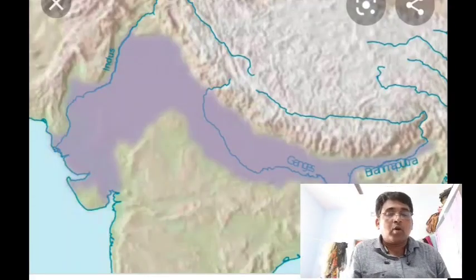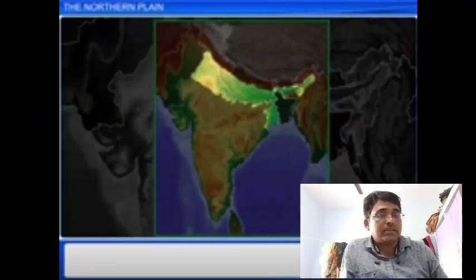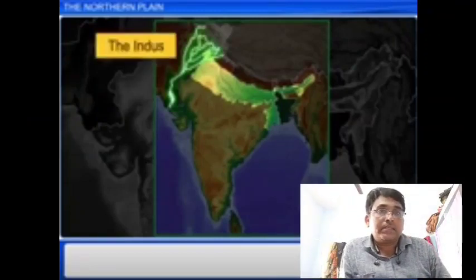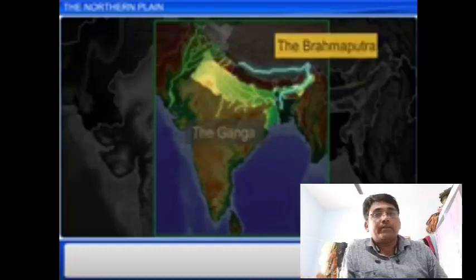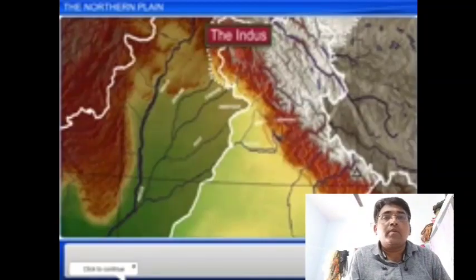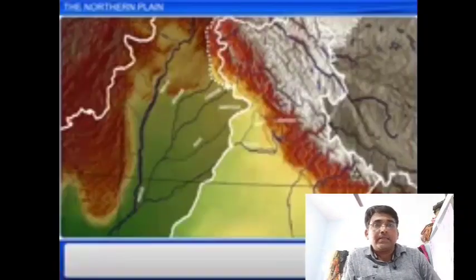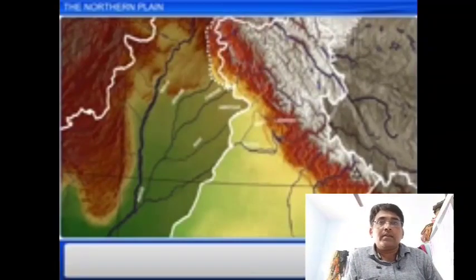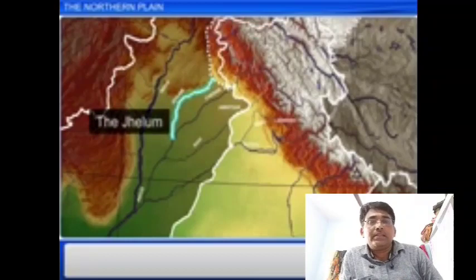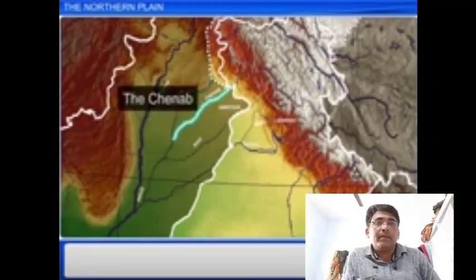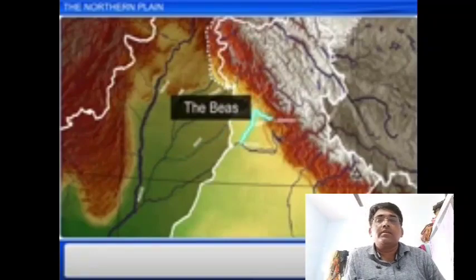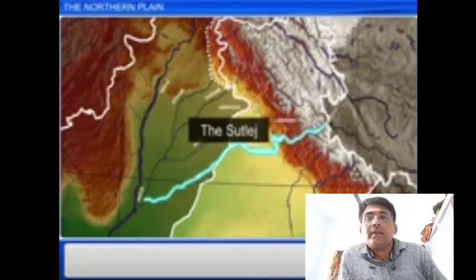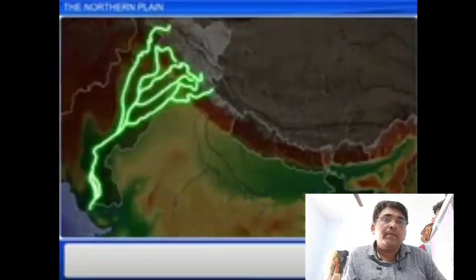The Indo-Gangetic plain broadly consists of three divisions: the western part, the central part, and the eastern part. The western part was formed by the Indus tributaries, that are the Jhelum, the Chenab, the Ravi, the Beas and the Satluj, flowing from the Himalayas. Most of the Indus River basin is located in Pakistan.